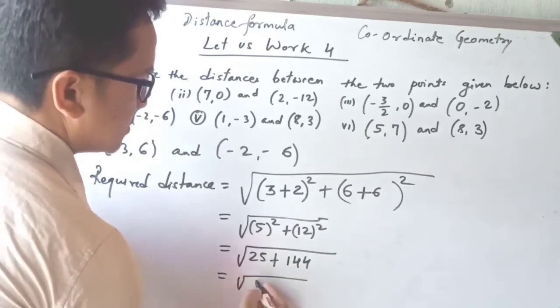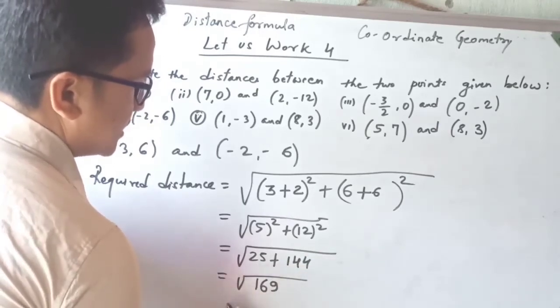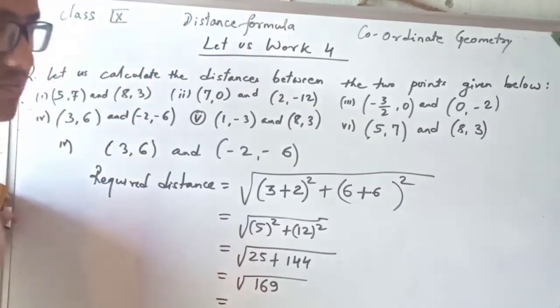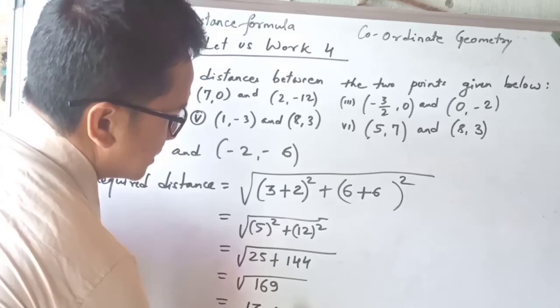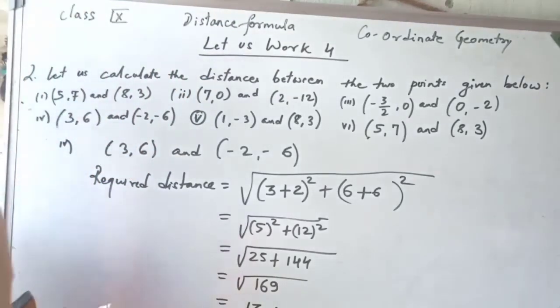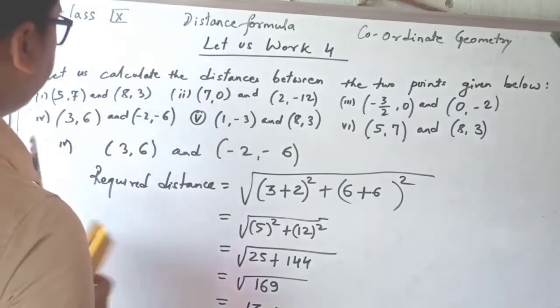When we add these, we get 169. As 169 is the square of 13, we have to write only 13 unit. In this way it can be solved.